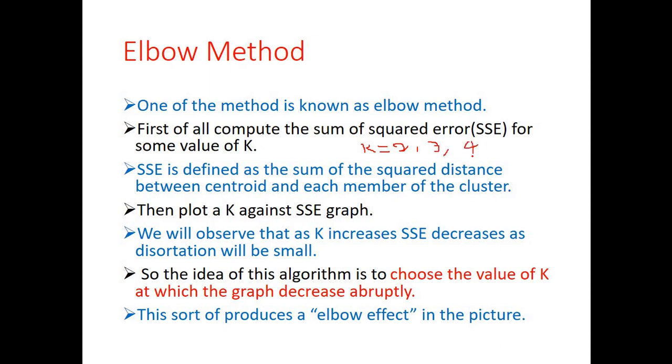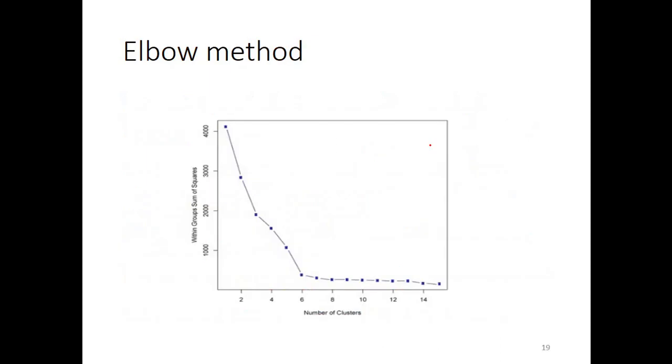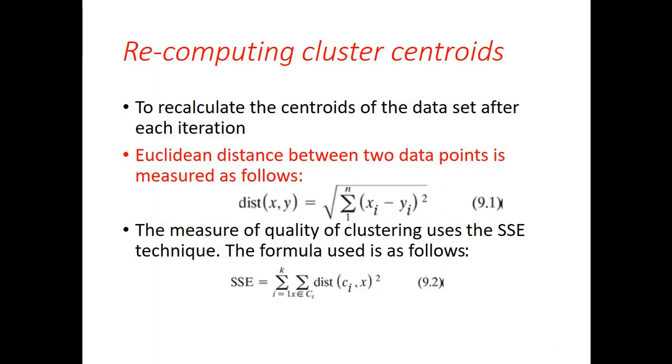So we need to plot a graph with respect to the k value. What is the sum of the squared error? Like this, a graph is to be plotted, and we will find a drop in the graph where the value of k is optimal. In this way, the value of k is identified from the elbow method. This is the optimal value. How do we recompute the cluster centroids?